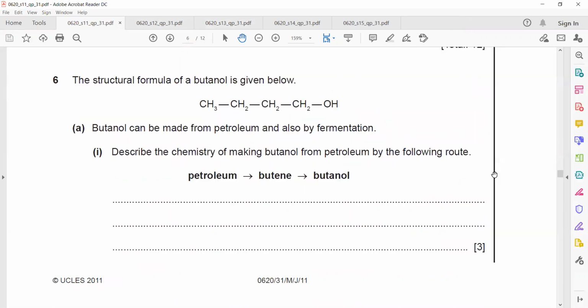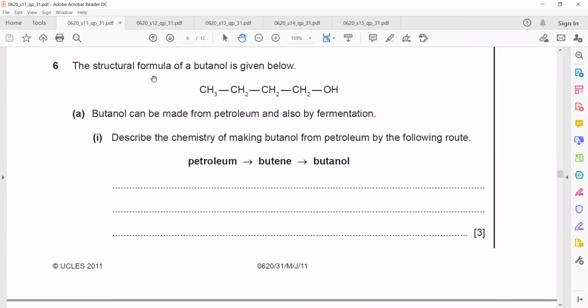Okay, in the next question, the structural formula for butanol is given below. This is a structural formula of butanol. Butanol can be made from petroleum and also by fermentation. Describe the chemistry of making butanol from petroleum by the following route. Like we have a petroleum, then we want to make butene, and then we want to make butanol.